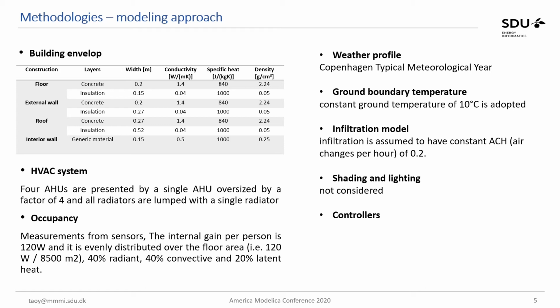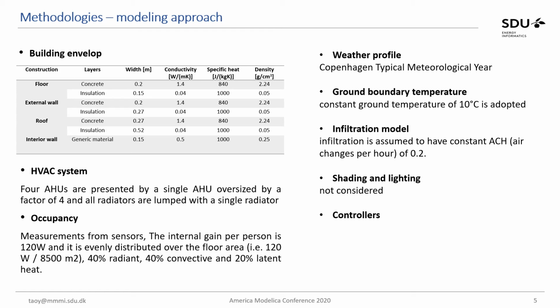When it comes to the modeling approach, first of all is the building envelope. This is data that we taken from the documentation directly. For the HVAC system, we mentioned that 4 air handling units are presented, and then in this one single room model, we just use a single air handling unit, which is oversized by a factor of 4 to represent the reality, and all the radiators are lumped with one single radiator.